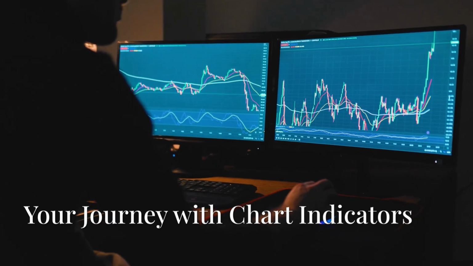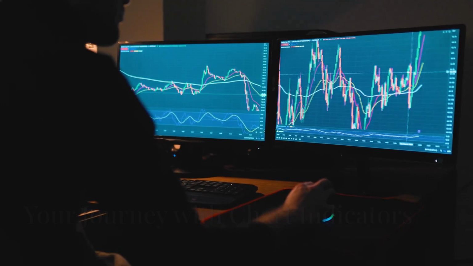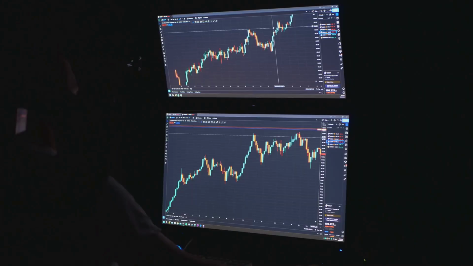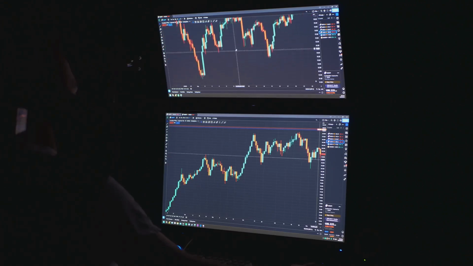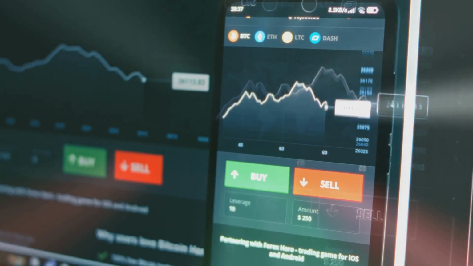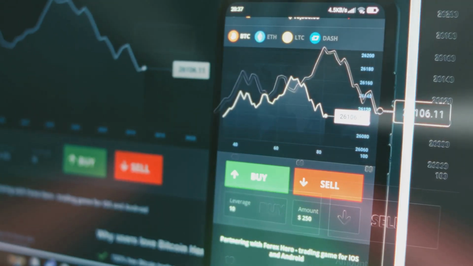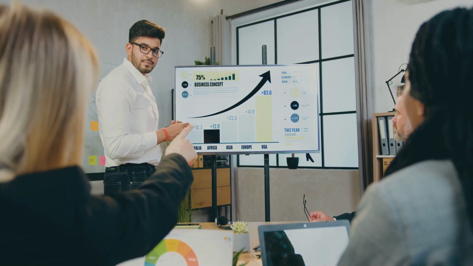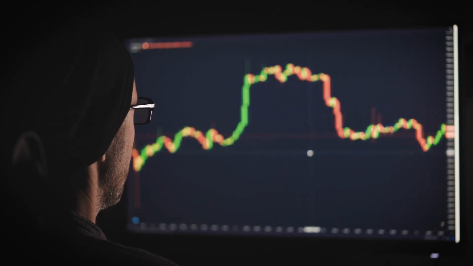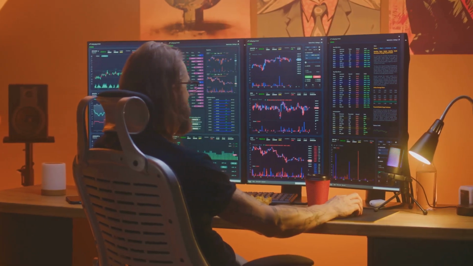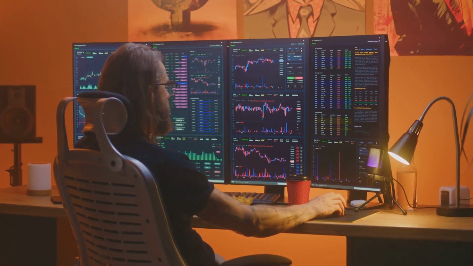Conclusion: your journey with chart indicators. We have explored three key technical indicators: RSI, MACD, and moving averages. RSI helps identify overbought or oversold conditions. MACD helps gauge trend momentum and potential reversals. Moving averages smooth price action and define trend direction. These tools assist in managing risk and spotting potential trading opportunities.